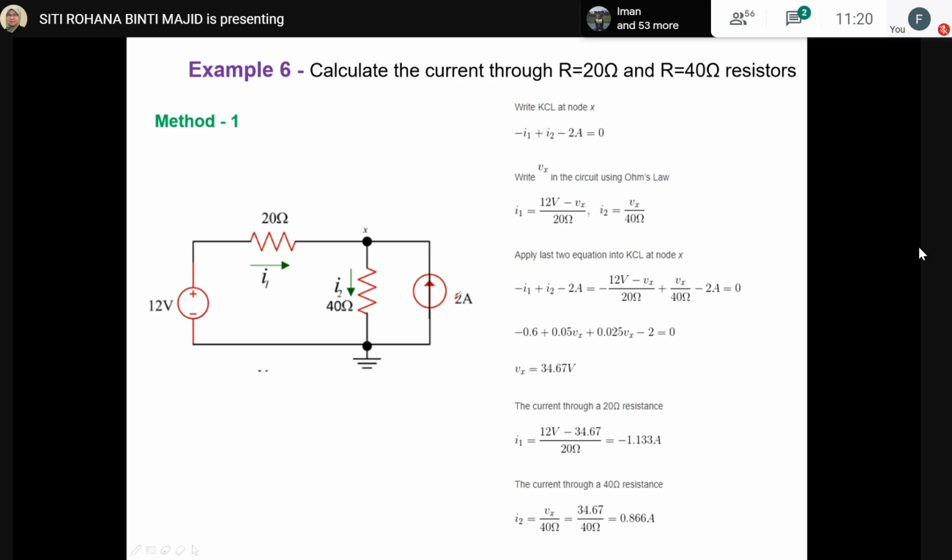For this question, we want to calculate the current through the resistor R equals 20 ohm and another resistor, which is 40 ohm. At this particular point you have a node, a junction here, then you can write the KCL equation at this point: I1 plus I2, minus 2 ampere.